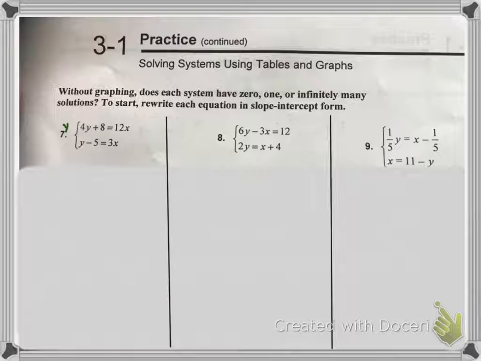Okay. Now, it says, without graphing, does each system have 0, 1, or infinitely many solutions? To start, write each equation in slope-intercept form. So that's what I'm going to do.